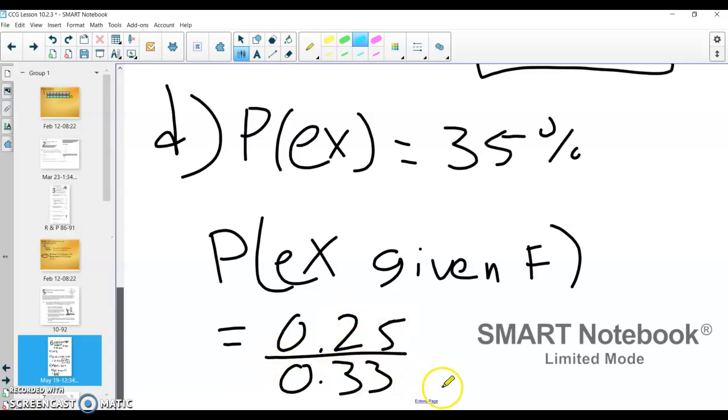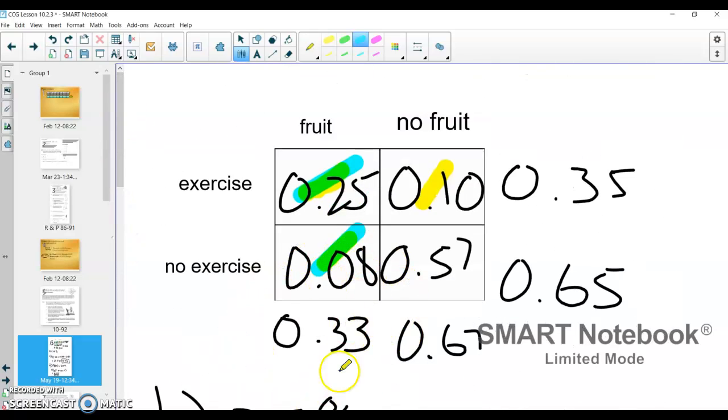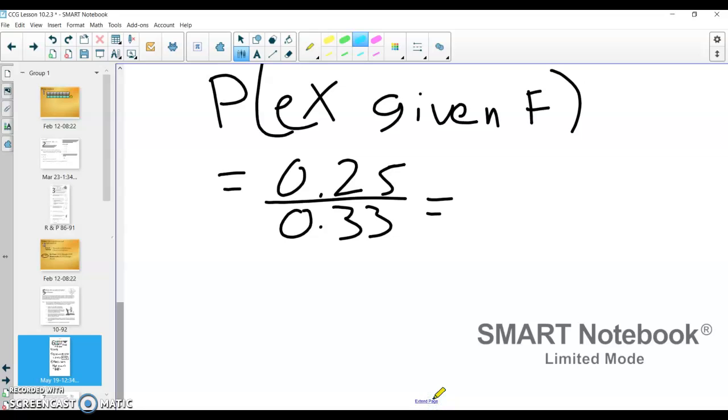0.25 on top, because again, that 33 on the bottom is coming from the fact that we know it has to be some kind of fruit, and so 0.33 of people are eating fruit, so that's the total amount of people. And then that 0.25 are the people that are exercising and eating fruit, and that's how we do our conditional probability. And so if I actually calculate this to get a percent to see if it's the same as 35%, I will do 0.25 divided by 0.33, and that actually gives me about 76% of people are exercising, given that you know they're eating fruit.